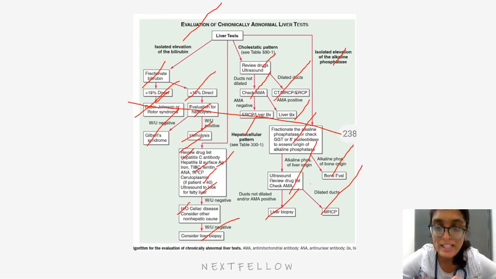If it is isolated elevation of alkaline phosphatase, you have to find out the source of alkaline phosphatase, whether it is bone, ovaries, or the liver. If it is of bone origin, you will go for bone evaluation. If the GGT is positive, then you will again do an ultrasound, review the drug list, check antimitochondrial antibody, and ultimately do a liver biopsy.